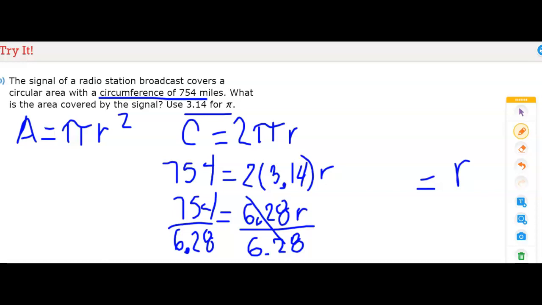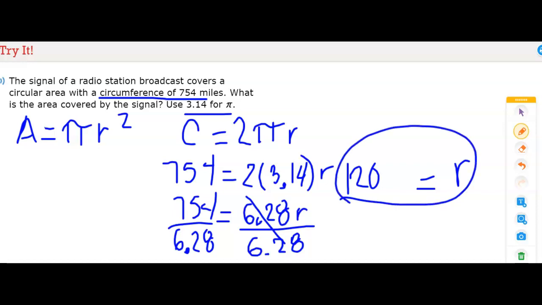754 divided by 6.28, which is going to be a long decimal, 120 and a bunch of numbers after it. But if we round to the nearest whole number, it'll just be 120. So let's go with 120. Now we take our radius and apply it to the area formula, and we have 3.14 times 120 squared.